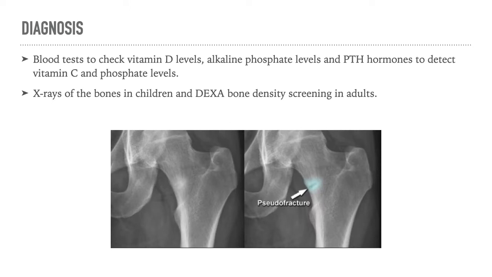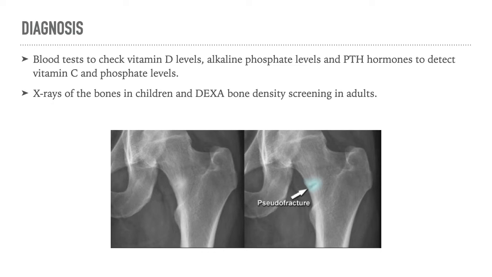So, how do medical professionals diagnose these problems? They run blood tests to check vitamin D levels, alkaline phosphatase levels, and PTH, which is parathyroid hormone, to detect vitamin D and phosphate levels. They can also do x-rays of the bones in children and a DEXA bone density screening in adults.